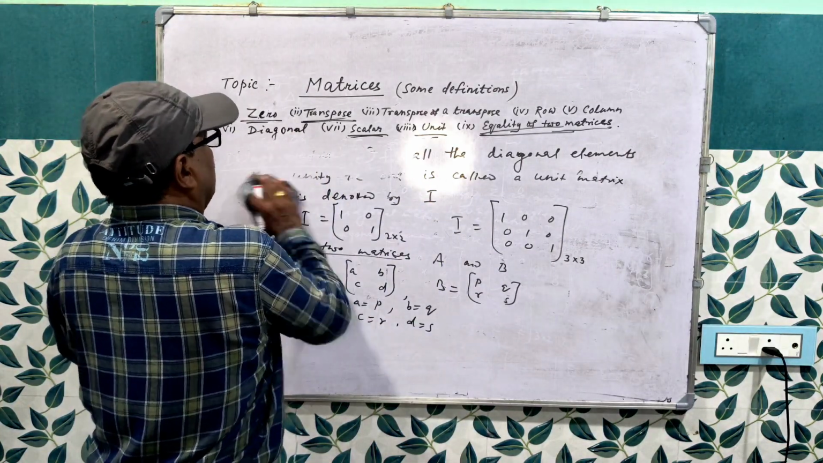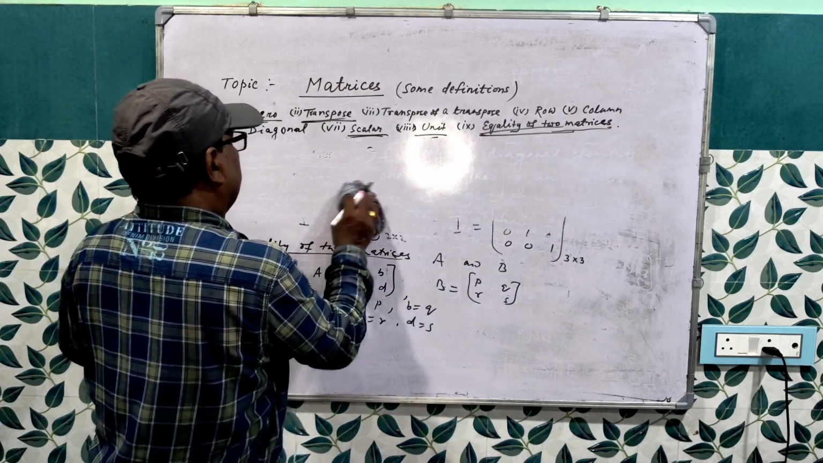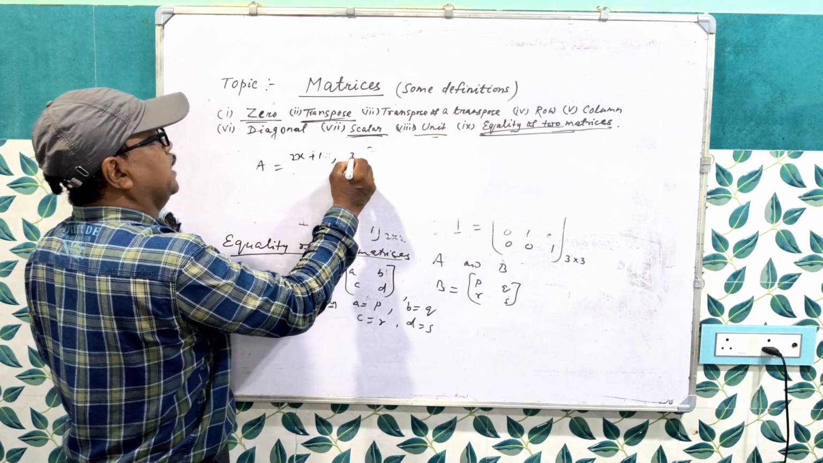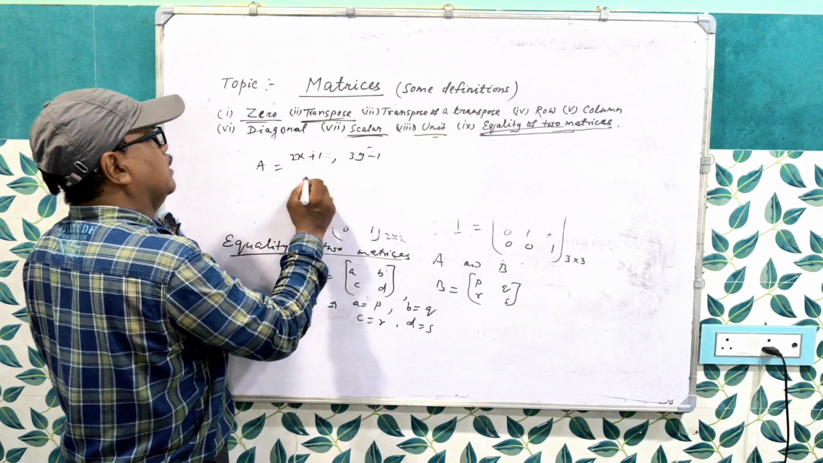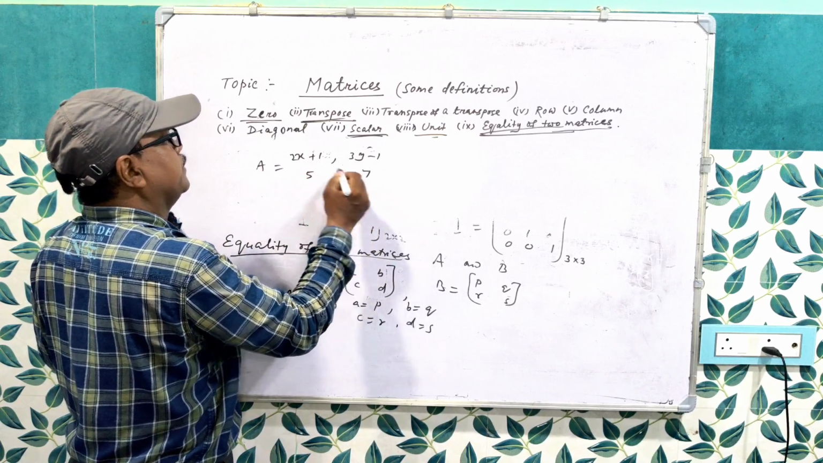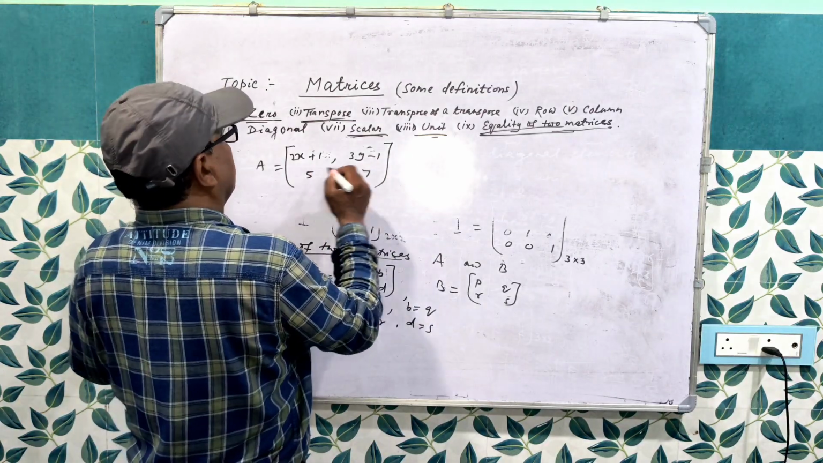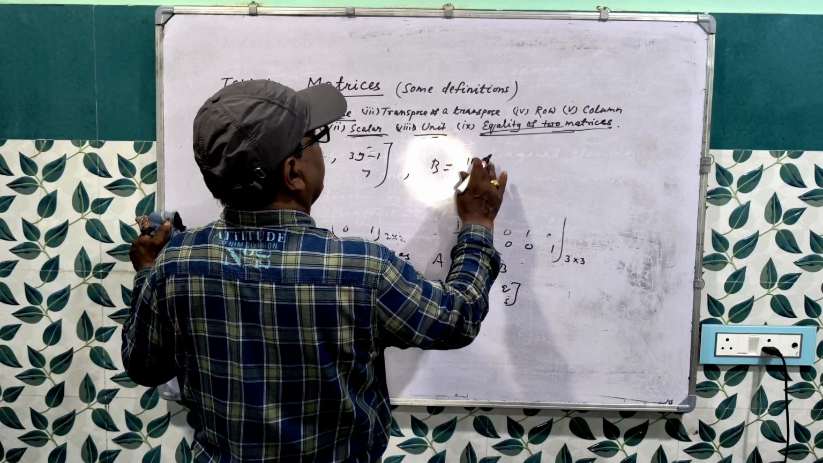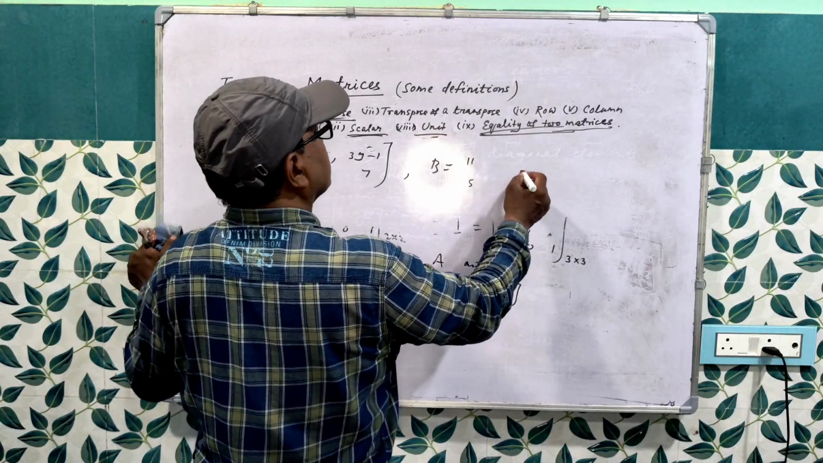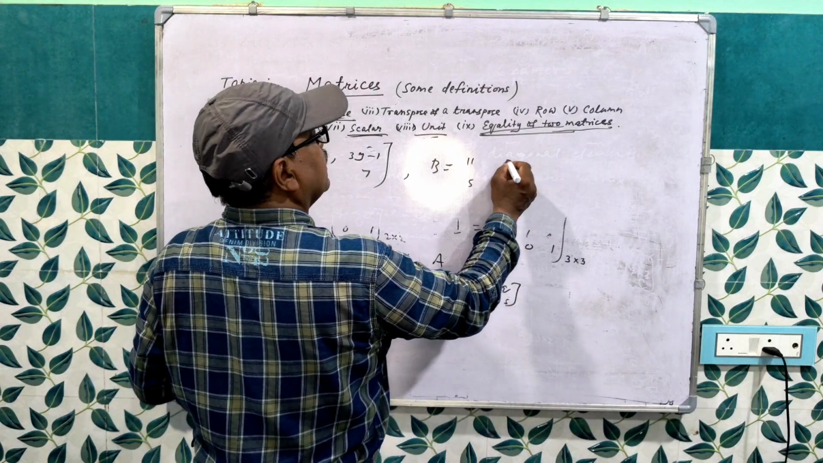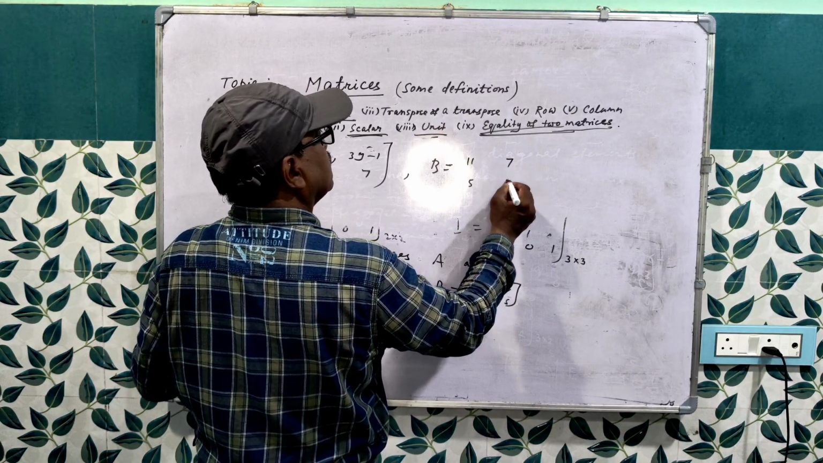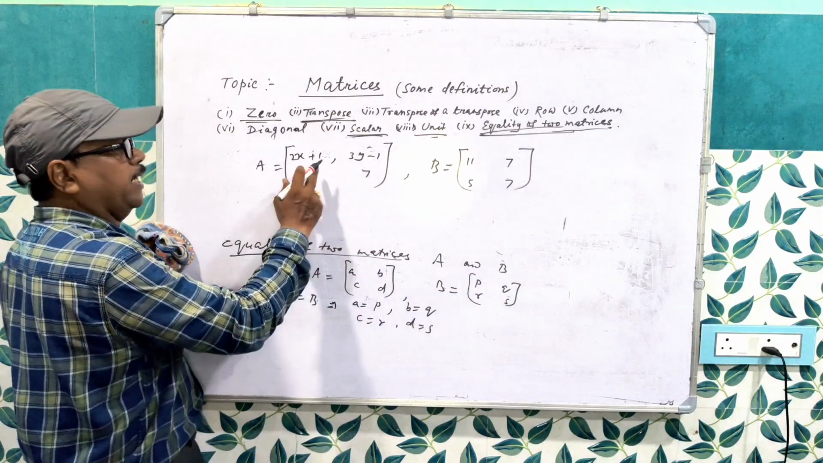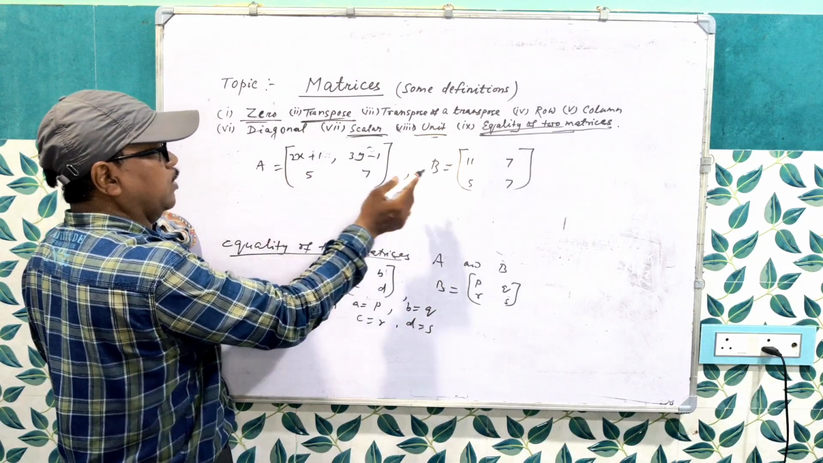Now suppose A is equal to 2x plus 1, 3y minus 1, 5, 7 and B is equal to 11, 5, 7... suppose if A is equal to B, then what is the value of x and y?